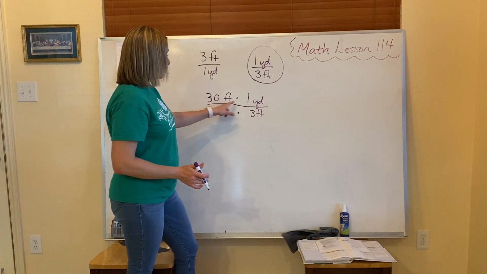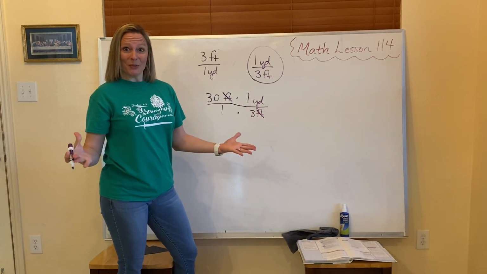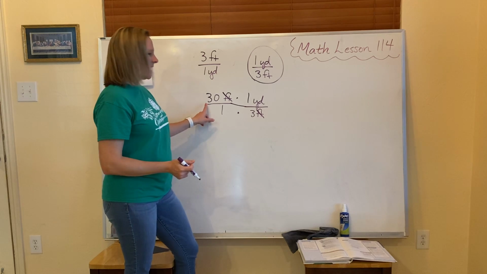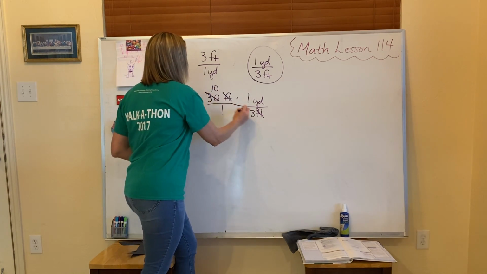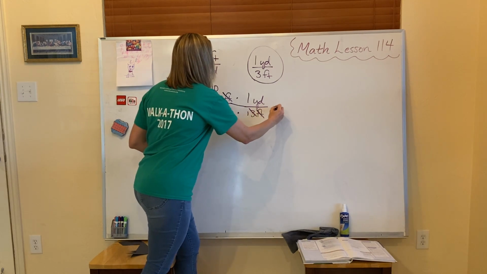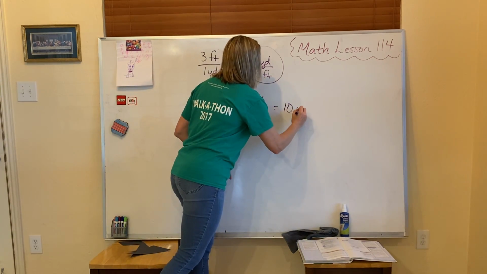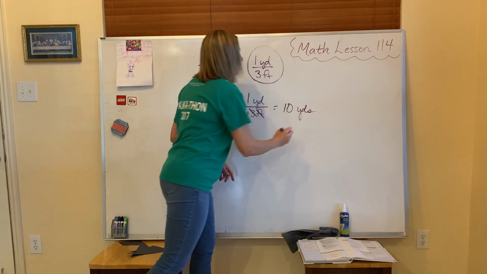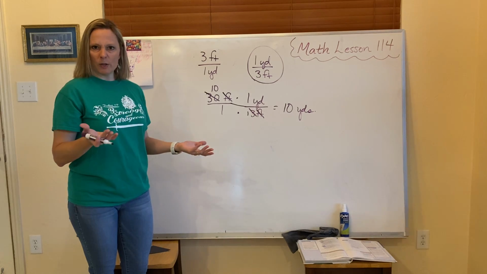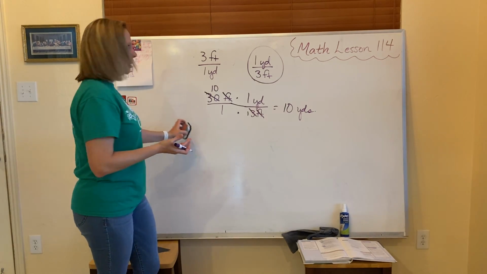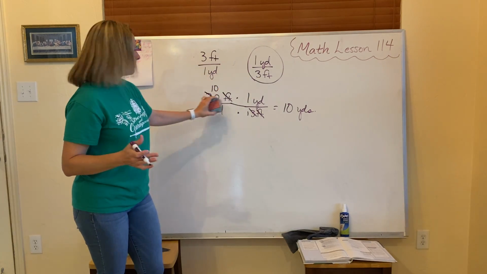We can cancel out feet. Is there anything else we can reduce in this problem? There is. 3 goes into 30 10 times. So we end up with the answer of 10 yards. Ta-da! We have converted feet to yards very simply using unit multipliers. These are our unit multipliers.